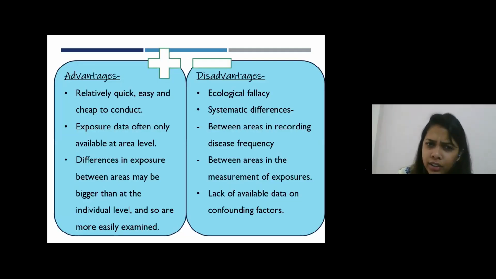They have a few advantages. They are quick, easy, and very cheap to conduct. And the exposure data you are seeing is at the area level. So there may be a difference in exposure between areas, and it's much bigger than what you're observing between people. So it's easier to examine. But the main disadvantage is that something called ecological fallacy comes in. Then you also have systematic differences, because the way COVID-19 is being assessed and recorded in one country may not match the way it's being recorded in another country. And there's always a lack of available data on confounding factors because you do not take that into consideration.